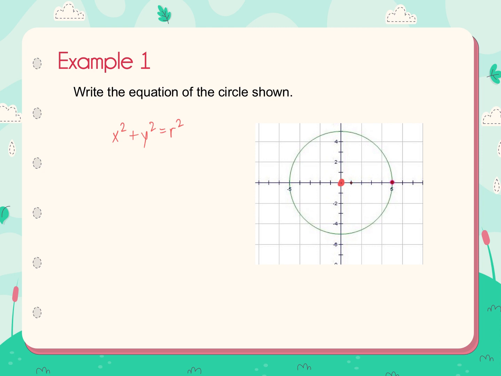So in this particular circle, we notice that it is 5 units from the center to the circle. So the radius is 5. So the equation of this circle is x squared plus y squared equals 5 squared. And the proper way to write it is with the radius squared, so the 25.